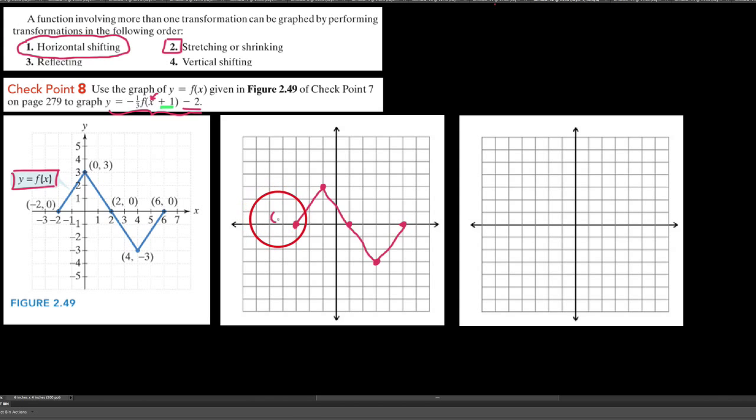Knowing that this is the point negative 3, 0, and here we have negative 1, 3. Here we have 1, 0. Here we have 3, negative 3. And then here we have 5, 0. What's going to happen is all of our y values on this function, that's our f values, are going to shrink by a factor of a third.